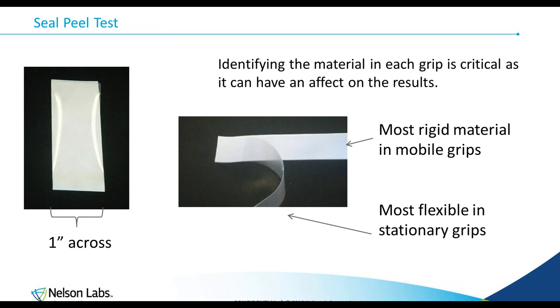Here's a picture of what a typical seal sample looks like from a pouch. The most rigid material usually is put in the mobile grips, and the most flexible in the stationary grips. It's important whenever you do seal peel testing, or any other testing in general, that everything is consistent. So you want to make sure the same jaw separation rate is used during a peel test. You want to make sure that you always use the same method. And you want to make sure that the techniques you use for the seal peel test are always consistent.